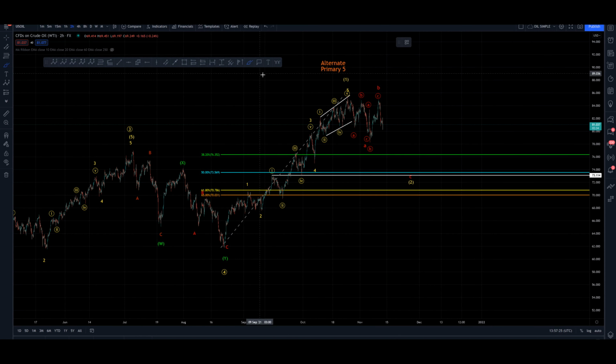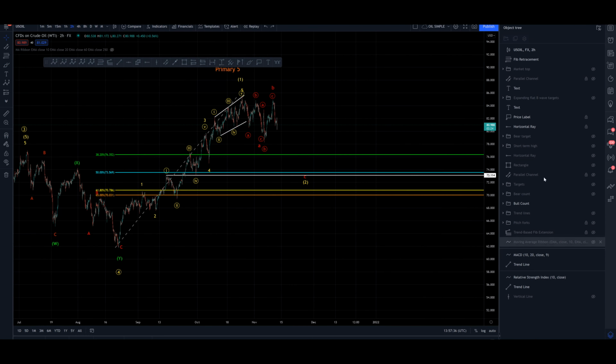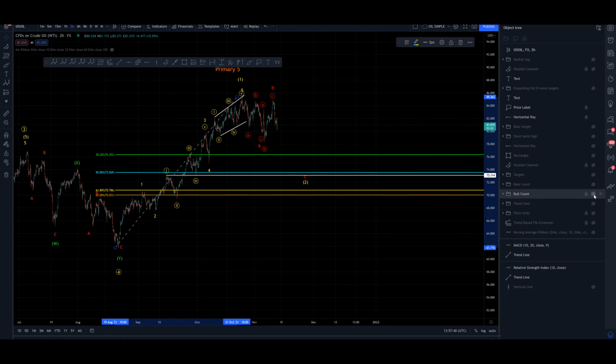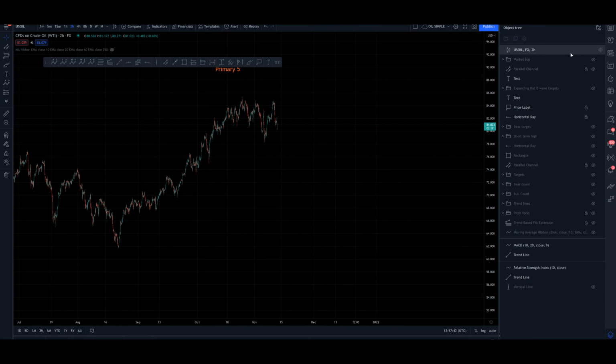We'll wait to see if this low gets broken or if this high gets broken. That will help confirm what we're doing in the short term at least. Alright, so that's the Elliott wave count. Let's switch that off now. We'll just add this into the bullish count as well so I know what it's related to. Switch that whole thing off.